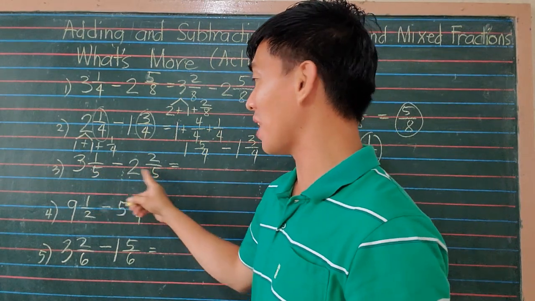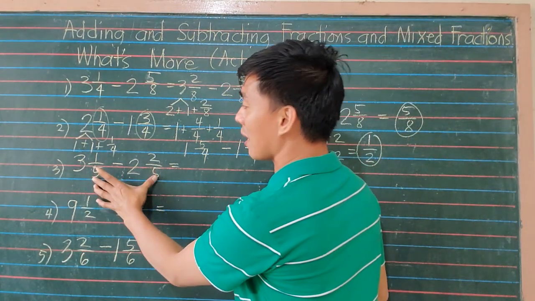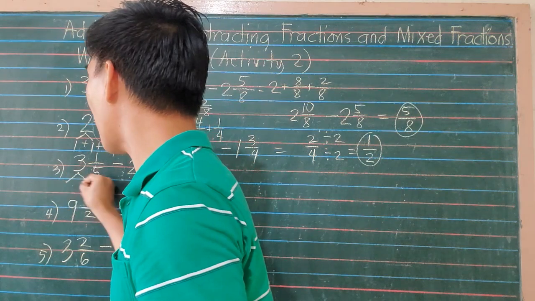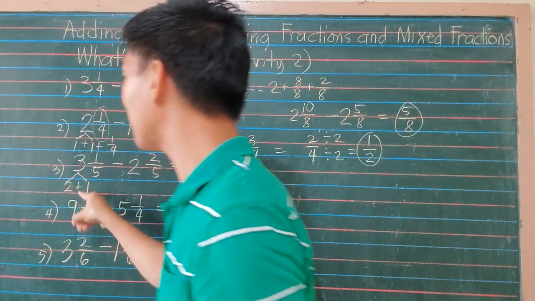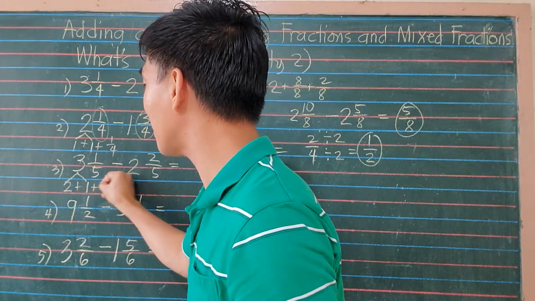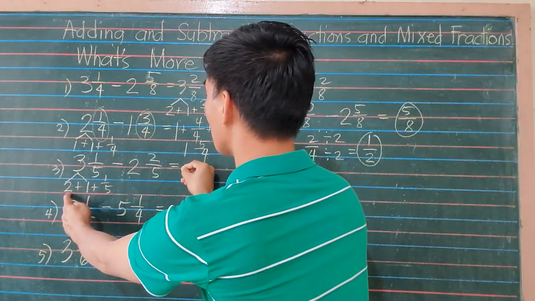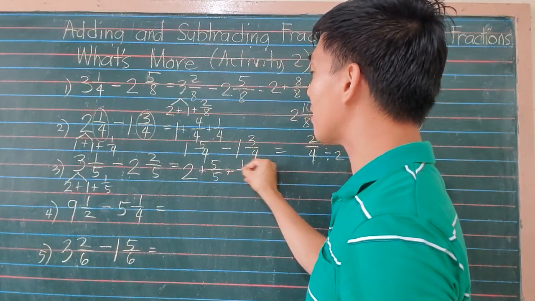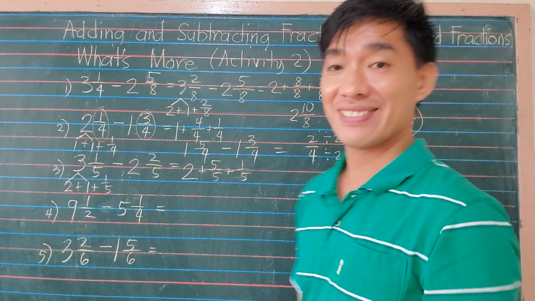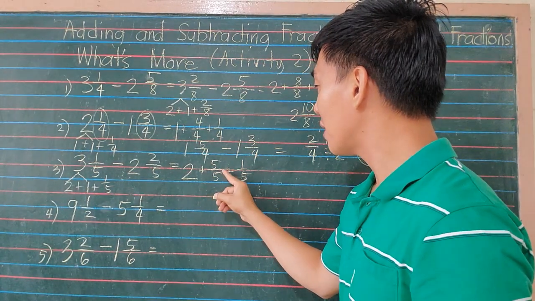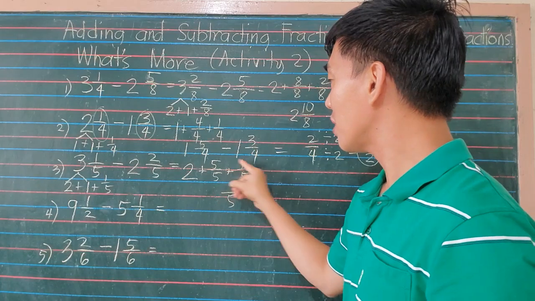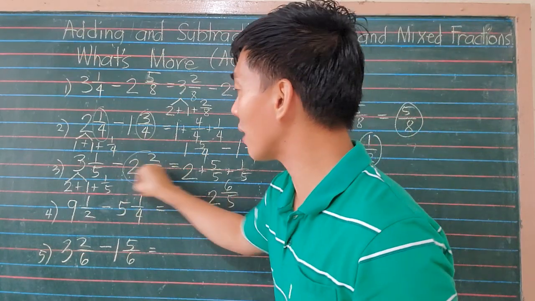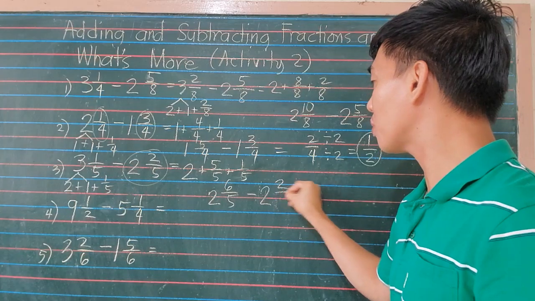Good that we have the same denominators here. So it would be easier for us to tell that 1/5 is not enough to be subtracted by 2/5. So again, you will borrow 1 from 3. So what will be left is 2. Then this one will be added to 1/5. Now, copy 2. Then your 1 will become 5/5 so that it will be easier to be added to 1/5. In that case, 5 is our denominator. So add the numerator 6, then our whole number 2.